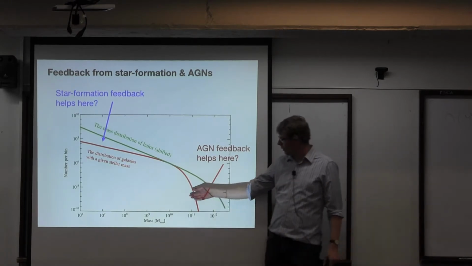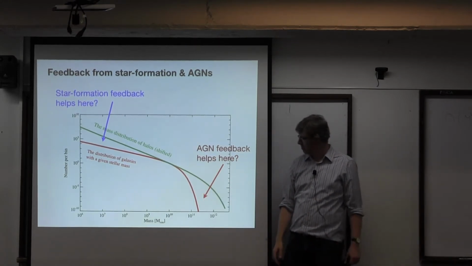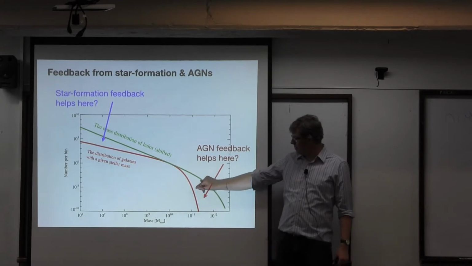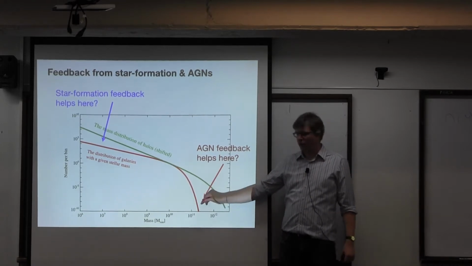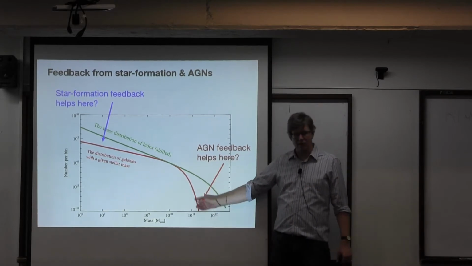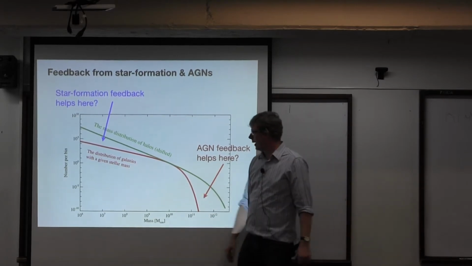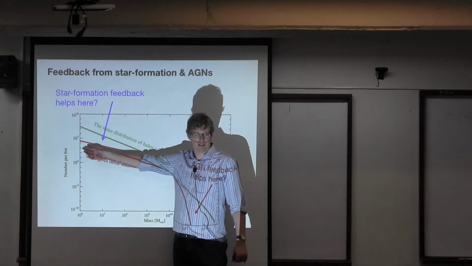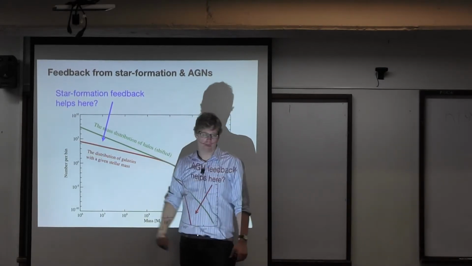This is why these two mass functions look different. We think that here they're different because AGN feedback gets rid of baryons, and hence you don't form stars. And here we say it's exploding stars that are going to get rid of baryons, and hence you form fewer stars.